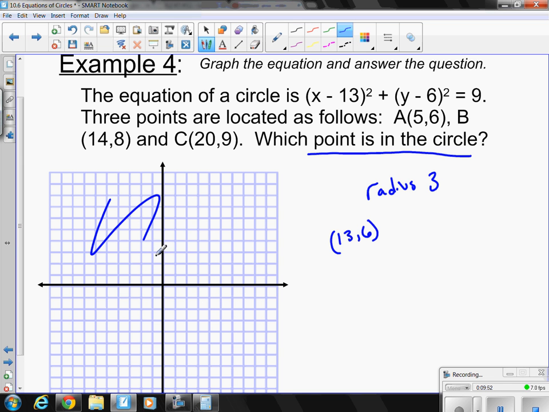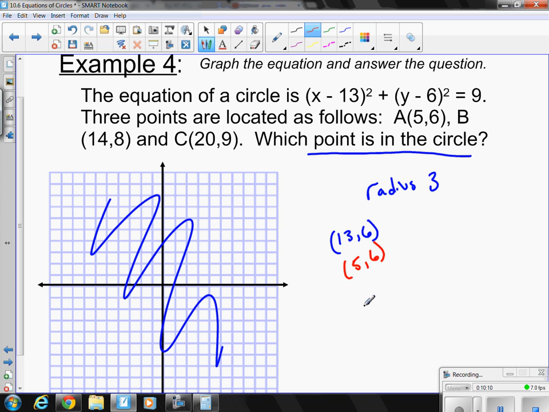So I'm actually going to do this without graphing it. I think it works a lot better. You can definitely graph it to get a picture of what's going on. But if I want to check, point A is at (0, 5, 6)? How far is it from (13, 6) to (5, 6)? Now you can use the distance formula or Pythagorean theorem.